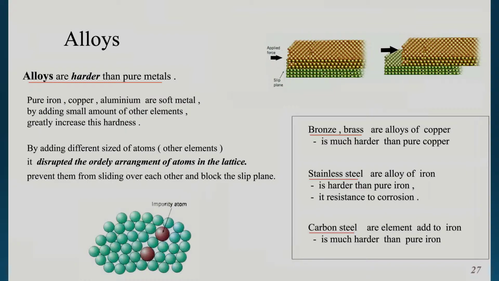So we're going to talk about bronze and brass as alloys of copper, which you expect are much harder than pure copper. Stainless steel, an alloy of iron, is much harder than pure iron. Carbon steel is even harder. So students, please remember this orderly arrangement of atoms in the lattice. When you put a different size of atom into it, it will disrupt it and you will make it harder.